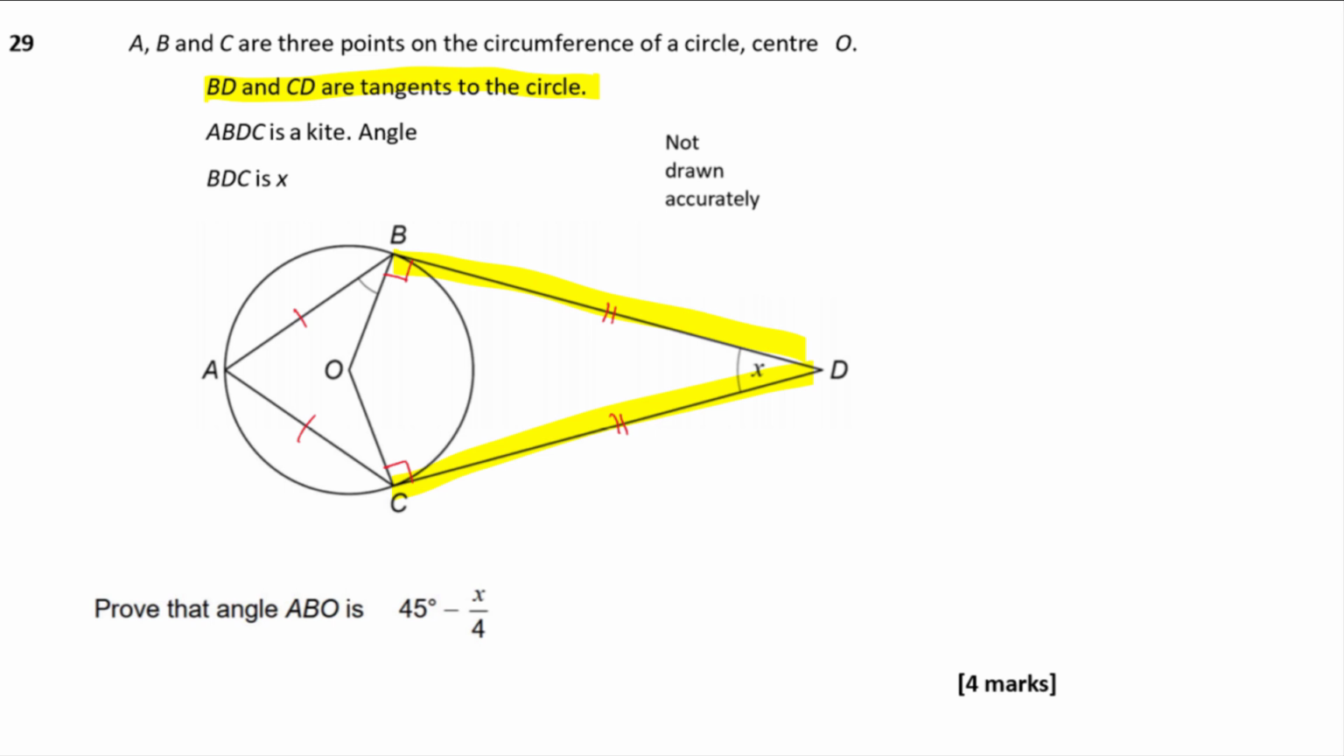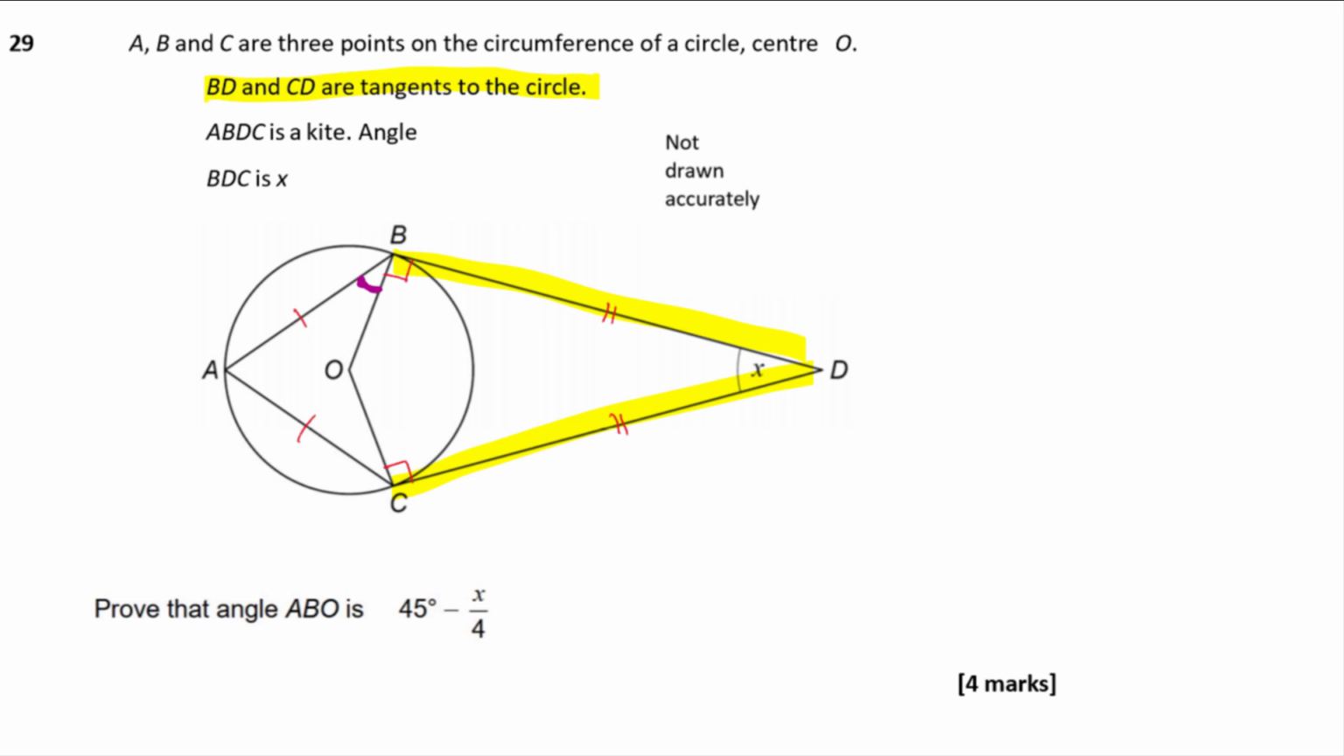And finally, angle BDC is x. Now that has been marked on the diagram. Now we want to prove that angle ABO is something. Where is ABO? ABO is that angle there. Okay, so eventually we want to find that. Now with most of these problems though, that is not your starting point. Your starting point is going to be a long way away from that. All right, so what can we start with?